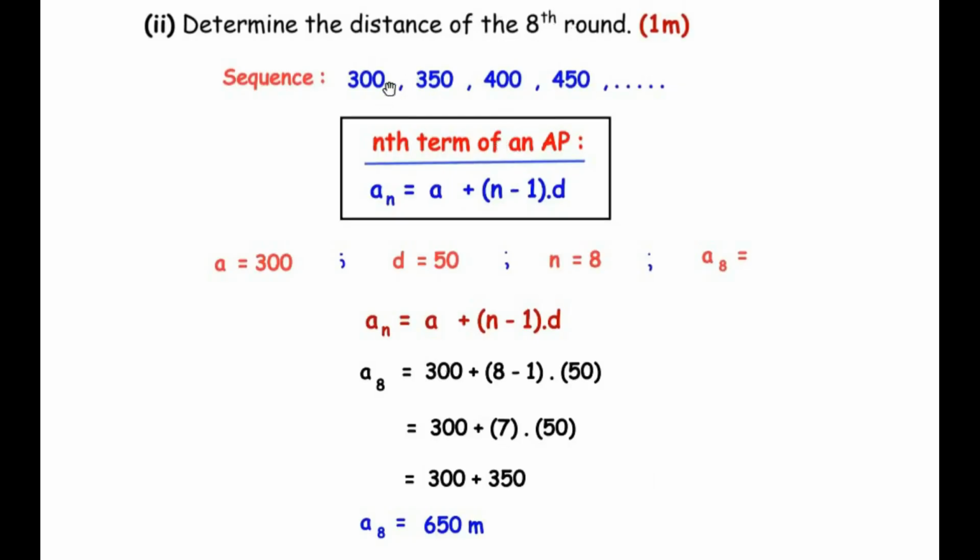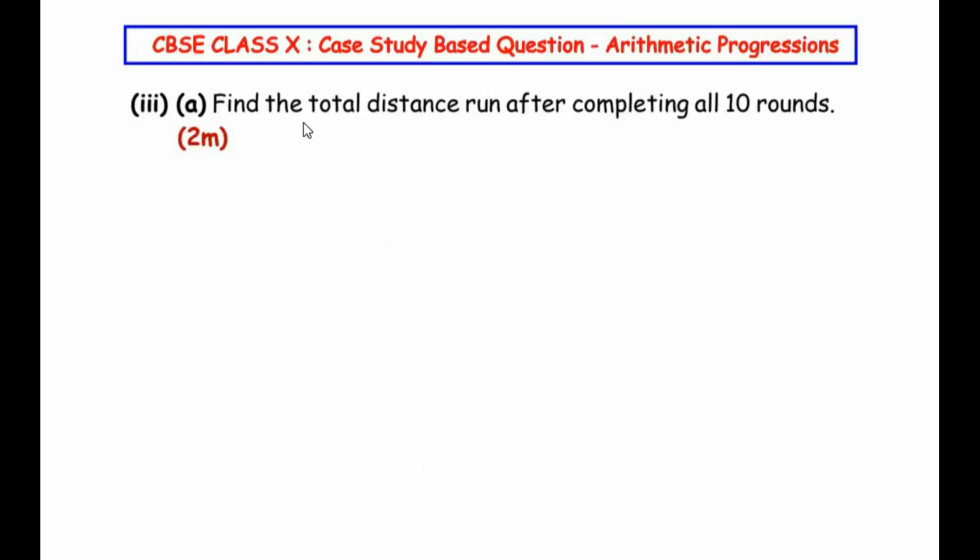So the first method is just extending the sequence if the number asked is small, and the second method is to use the formula and get the answer. Now let us move on to the third sub question. Find the total distance run after completing all 10 rounds. So basically here we have to find out the total distance which has been covered after completing all 10 rounds.